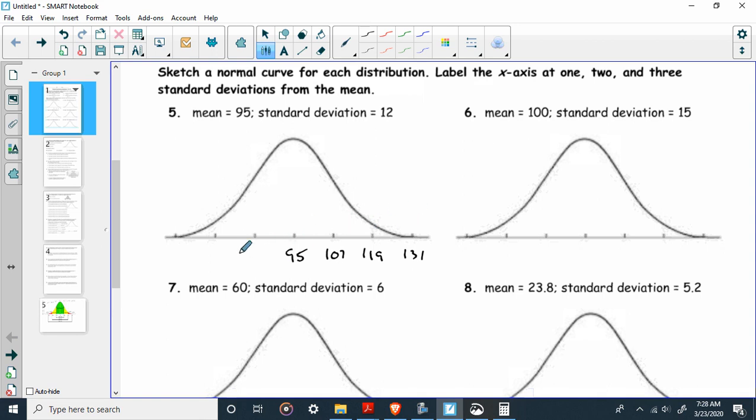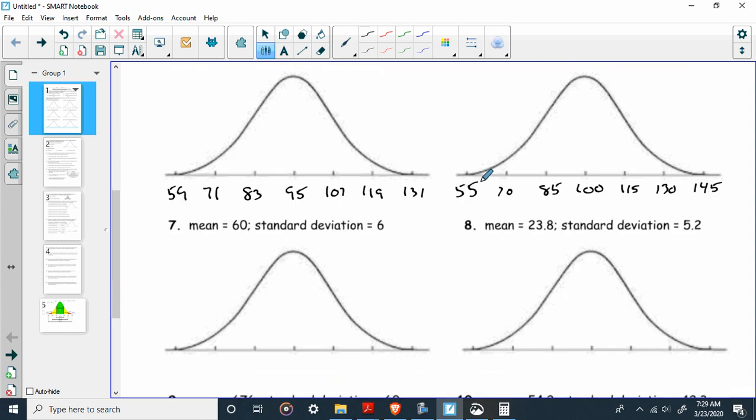Going down, if I subtract 12, 95 minus 12 is going to be 83. 83 minus 12 is going to be 71. 71 minus 12 is going to be 59. For the second example, again, what's your mean? That's going to go right here in the middle. That'll be 100. Again, adding 15, adding 15, adding 15. Again, 100 minus 15 is 85. 85 minus 15 is 70. 70 minus 15 is 55.